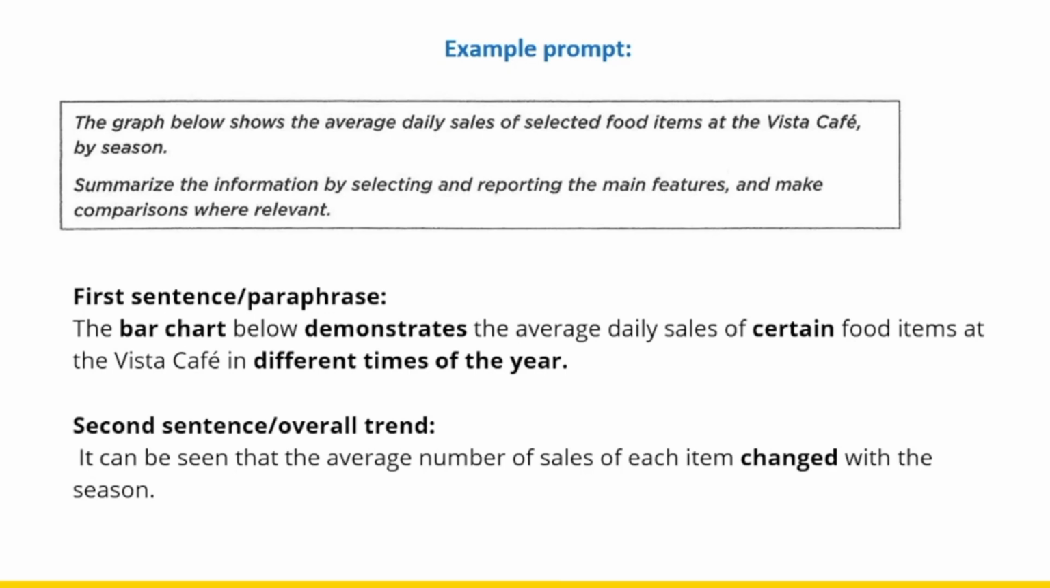It doesn't have to be full words just like I wrote here, but it can be only 2 or 3 words, as long as you're not copying exactly the same words from the prompt. Second sentence, you see, it shows the overall trend. It can be seen that the average number of sales of each item changed with the season. It's not very specific. What I did was just write changed. It's a very general idea, and the specific details you'll provide in your body paragraph. So these two sentences are my introduction, and that's exactly what you need to do to save your time during IELTS.